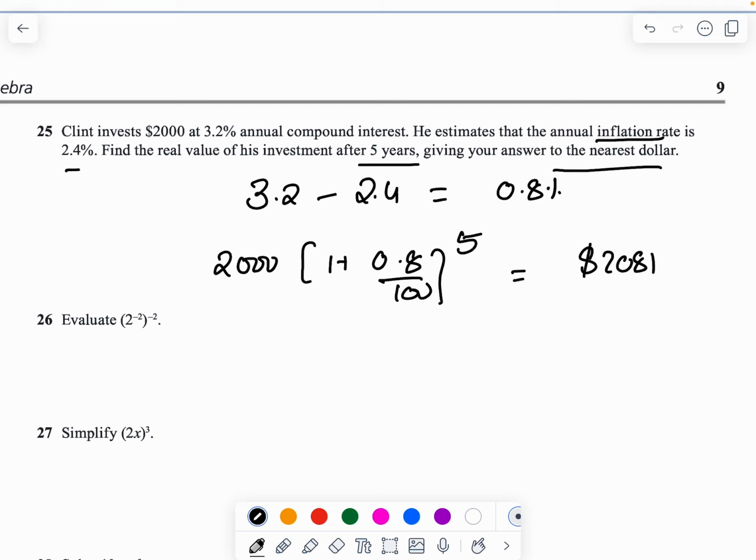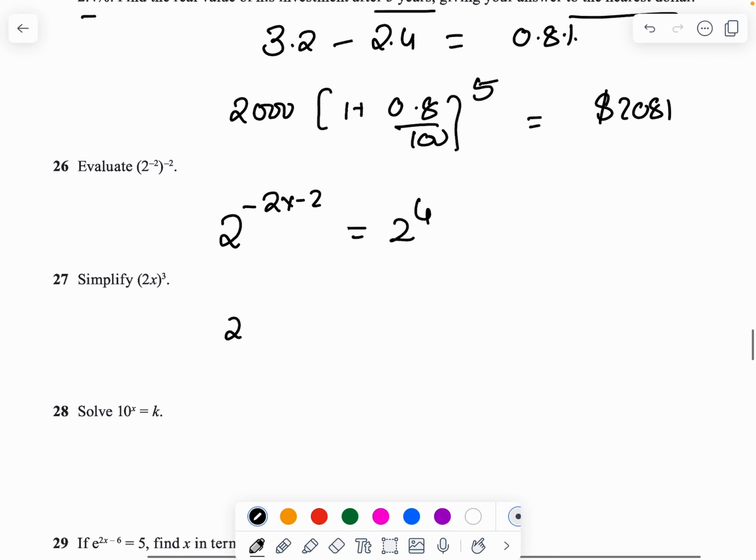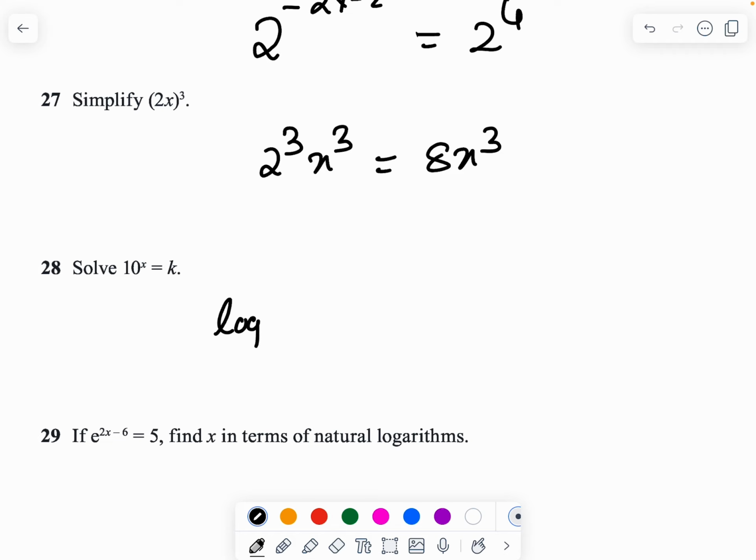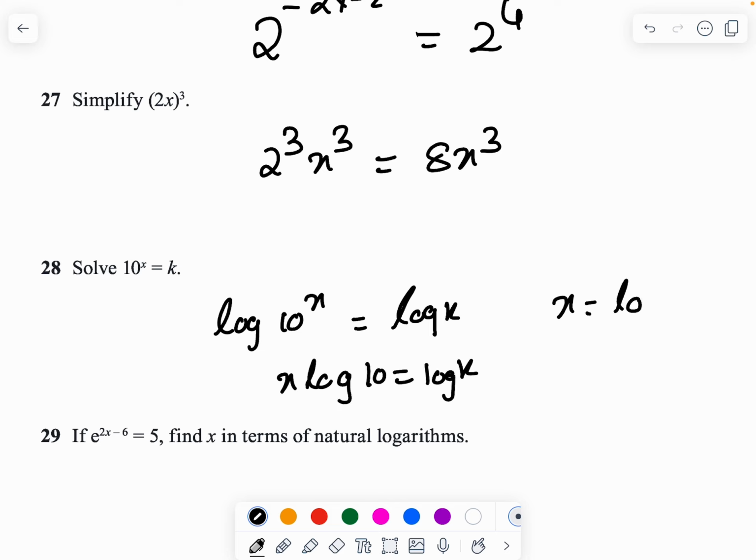Now next question number 26. 2 power minus 2, whole power minus 2. So what does it become? 2 power minus 2 times minus 2, which is 2 power 4. This is 2 cube x cube, which is 8x cube. Then 10 power x equals k. So apply log on both sides. Log 10 power x equals log k. X log 10 equals log k. But log 10 is 1. So x equals log k.